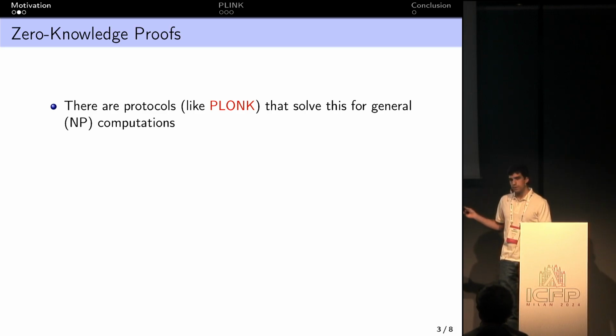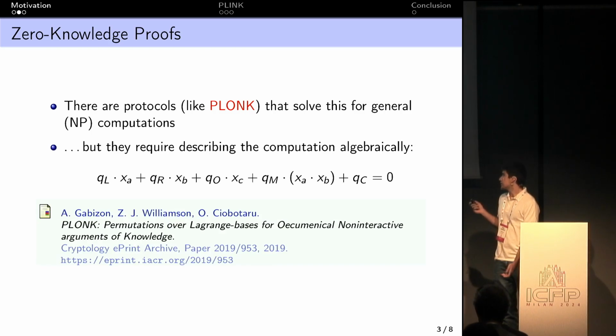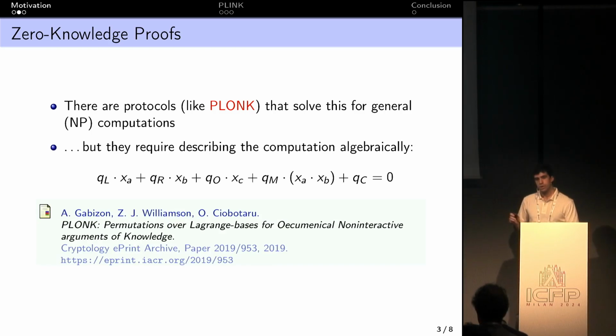Now, the good thing is that there are already some implementations of protocols like Plonk itself that solve this in a very general setting, so for any NP computations. Now, the bad news is that these protocols require that the computations are described in a very specific way using algebraic equations. In the particular case of Plonk, these equations have to be of this exact form, but it may vary depending on the protocol.